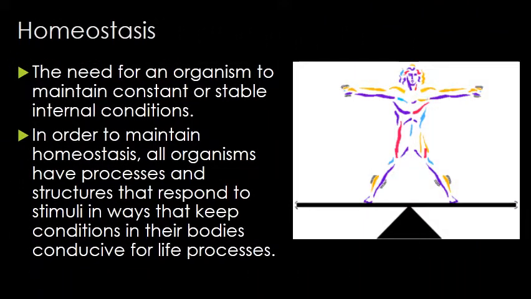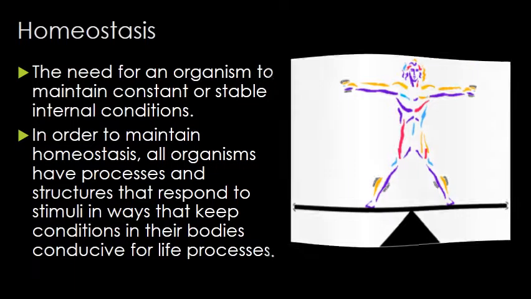Homeostasis is a word that you'll see a lot in biology, and it's the need to maintain stable internal environments, to maintain the status quo in your body. It could be temperature, pH, water, what have you. But to do that, all organisms need processes and structures that respond to stimuli in a way that keeps conditions in the body conducive for life. And the cell membrane is one of those major structures.